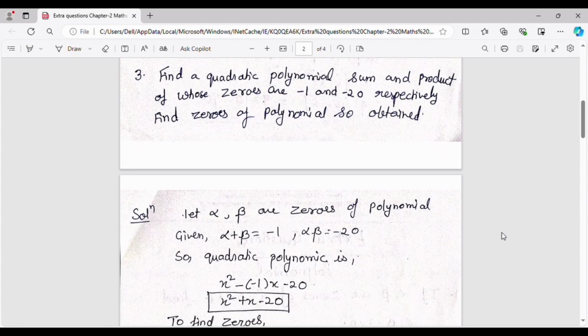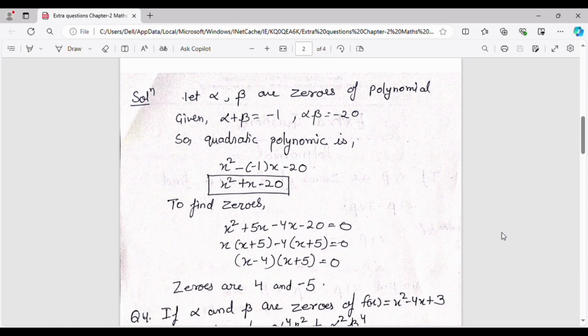Next question, we have to find a quadratic polynomial, sum and product of whose zeros are minus 1 and minus 20 respectively. Find zeros of polynomial also so obtained. So first, as we know, the general form of this type of equation is x square minus sum of zeros into x plus product of zeros. So for this we will get the polynomial as x square plus x minus 20.